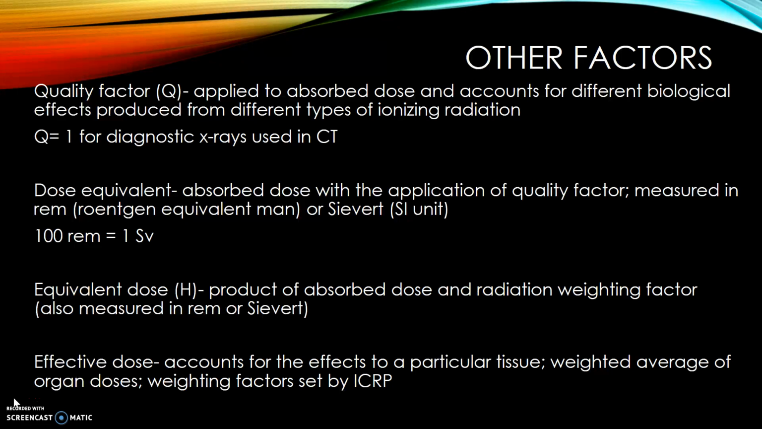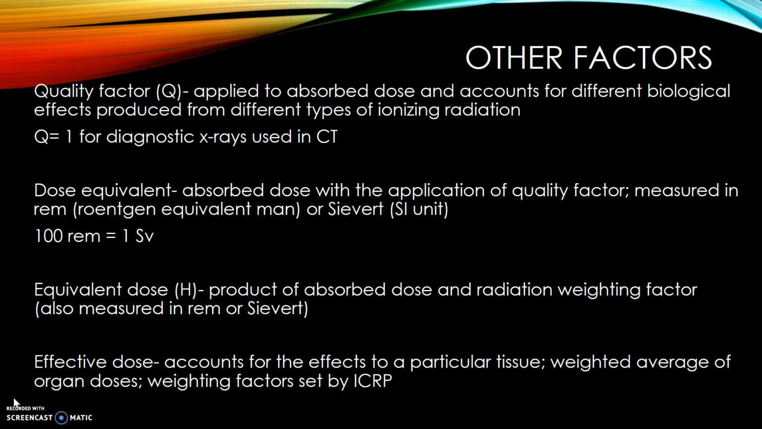Other factors to consider are the quality factor, which is applied to absorbed dose and accounts for the different biological effects produced from different types of ionizing radiation. Q equals 1 for diagnostic X-rays used in CT. Dose equivalent is the absorbed dose with the application of a quality factor. It's measured in rem, which is Röntgen equivalent man, or sievert for the SI unit. 100 rem equals 1 sievert.